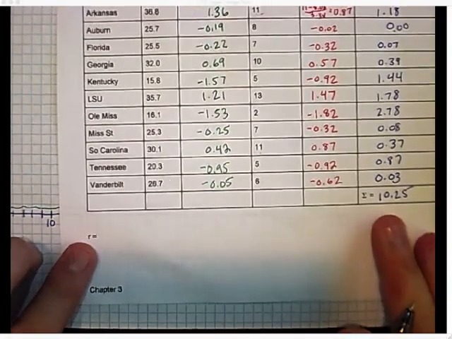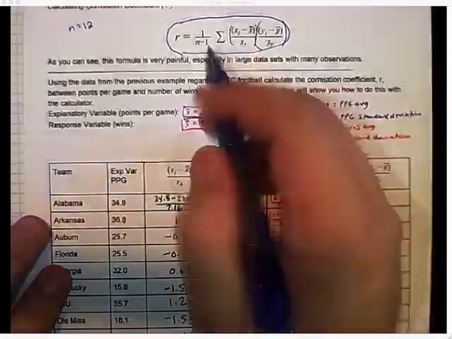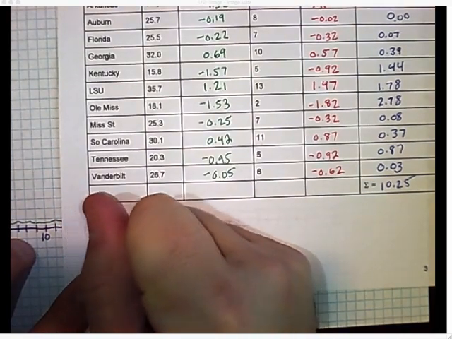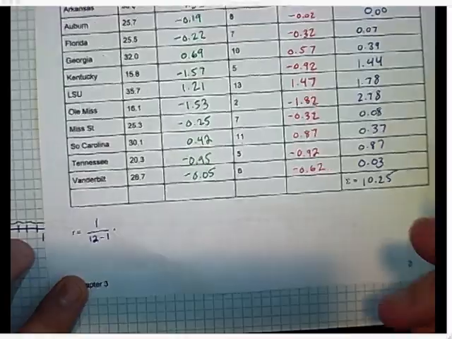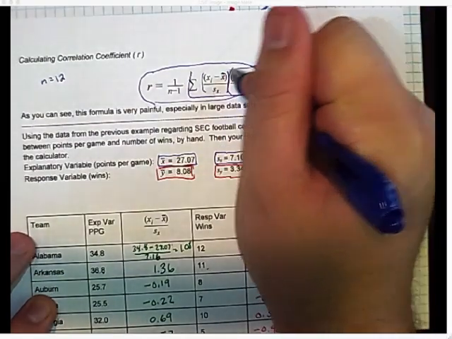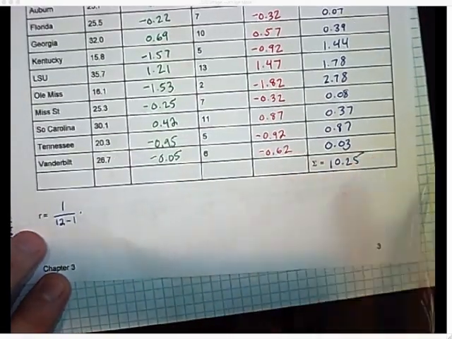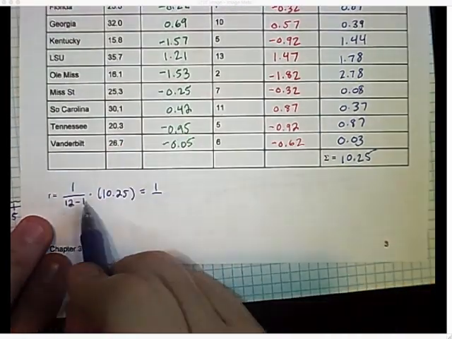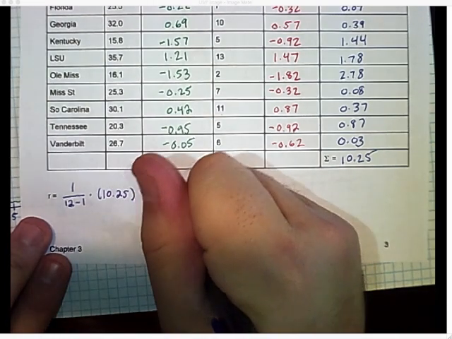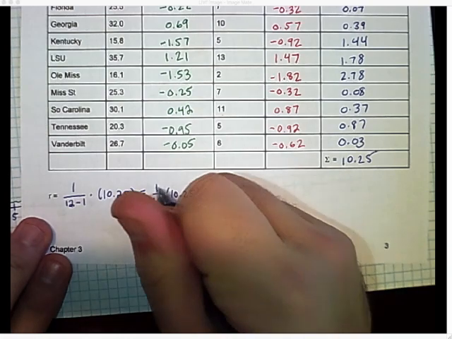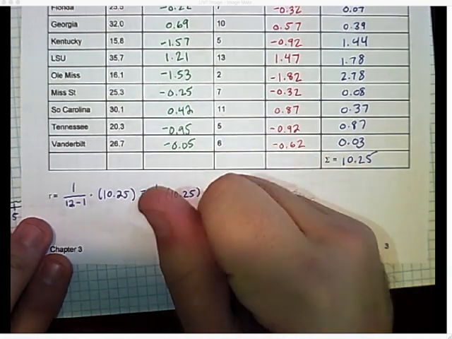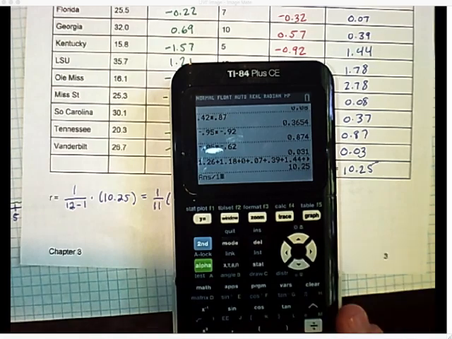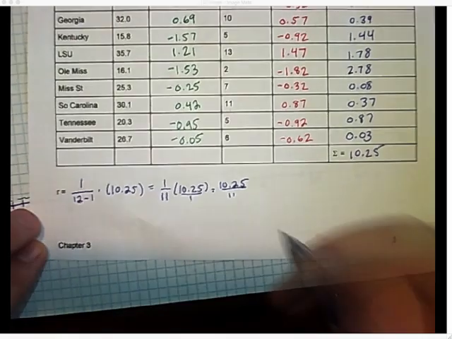Right. Now, how do you actually find R? Go back to the formula. It says 1 over n minus 1. So 1 over, how many teams did we have? We had 12. So 1 over 12 minus 1 times, what was this whole thing? What was the sum that we just found out? Well, that was 10.25. So if you simplify this a little bit, 12 minus 1 is 11. So 1 11th times 10.25, which is really like 1 times 10.25 is 10.25, and this is an understood 1 under there, and that's really over 11. So all we got to do is take 10.25 and divide it by 11. And we get 0.93.